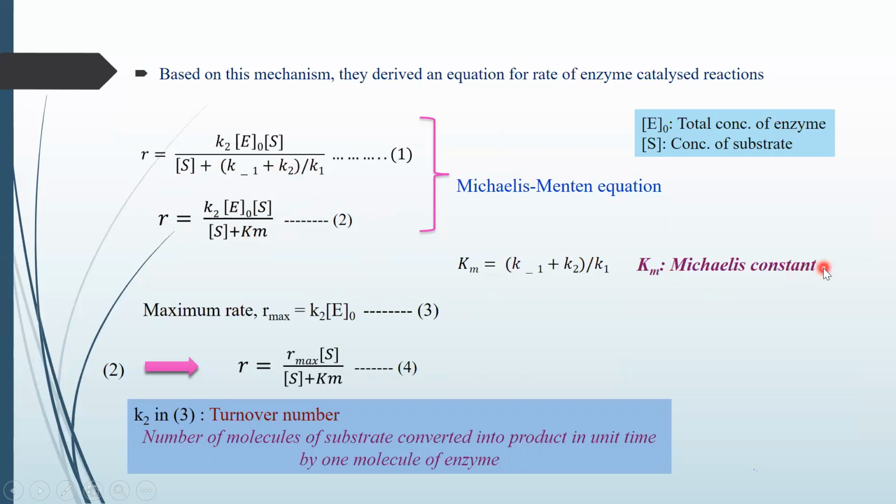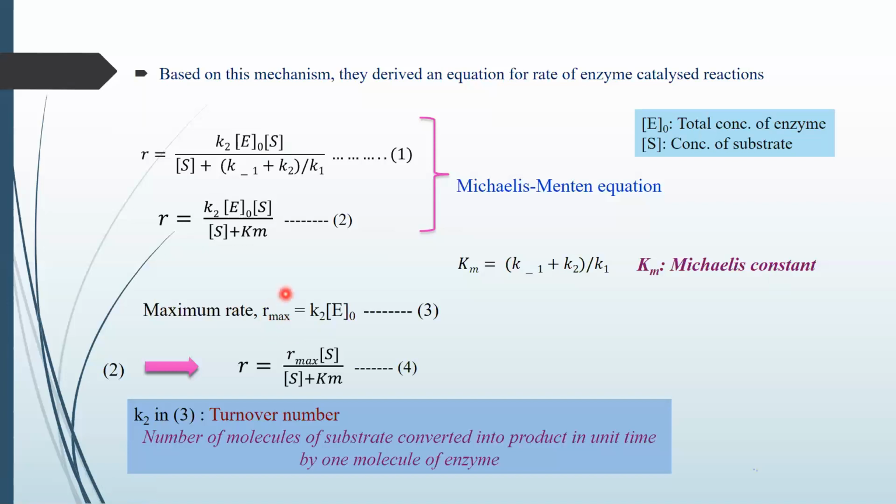This is known as the Michaelis constant. Here E0 is the total concentration of the enzyme, and S is the concentration of the substrate. So these two equations are known as the Michaelis-Menten equation. Then the maximum rate of an enzyme catalyzed reaction is obtained when all the enzymes participate in the reaction, that is, all enzyme molecules, the total E0, participate in the enzyme catalyzed reaction. At that condition, we can get the maximum rate of the reaction.